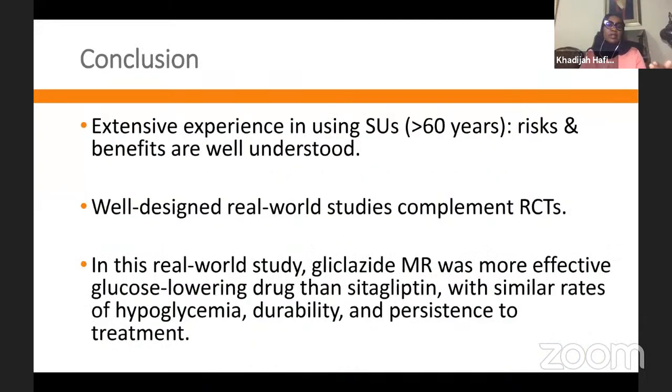So then what this study has actually highlighted is that the use of sulfonylurea, particularly gliclazide MR, because this was the agent that was studied in this database, it's extremely effective in getting patients to their glycemic targets. And as we recall, getting patients to the hemoglobin A1C target is important also in reducing their cardiovascular risk and reducing microvascular complications. And more importantly, this was not done at the expense of having more hypoglycemic events. And in fact, we have a treatment that's quite durable and persistent despite the duration of the disease.